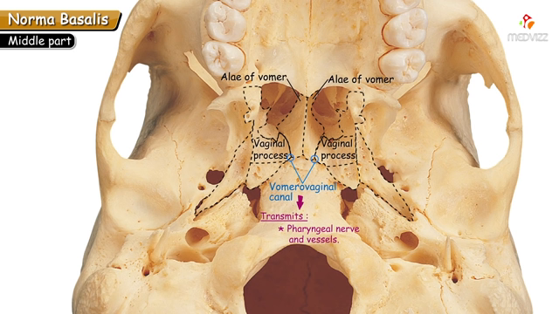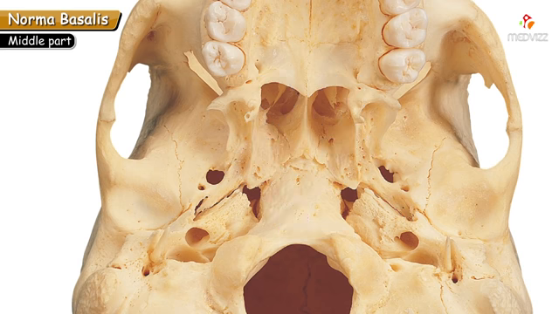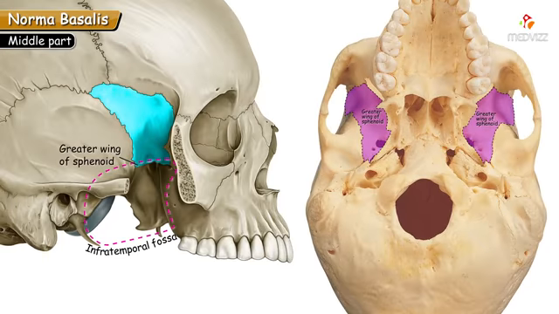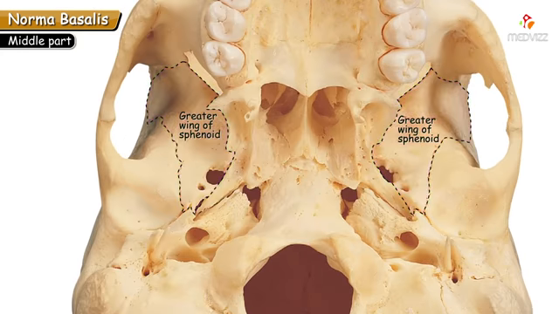So now we know palatino-vaginal and vomerovaginal canal, which are present in the median area of middle part of Norma basalis. Let's see the other features on the lateral side. The lateral surface, we know, is majorly formed by the greater wing of sphenoid, and this greater wing of sphenoid also forms the roof of infratemporal fossa, which is also well appreciated in Norma lateralis. And over the sphenoid, there are two important foramina.